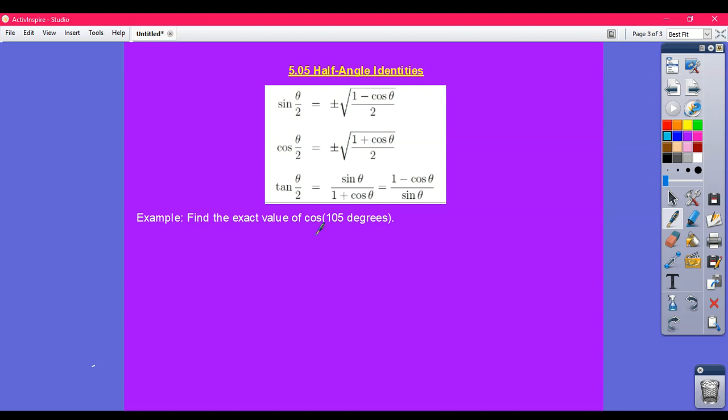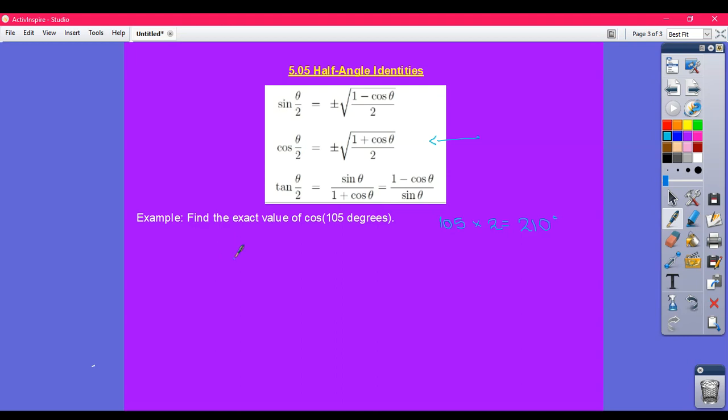Now a shortcut to this is, since it's using half angle identity, I take the given angle and I multiply it by 2. So always take the angle, multiply it by 2 when given half angle identities, and that will tell you the angle you're going to use in the formula for theta. The reason for that is because theta divided by 2 should give me 105 degrees. So I'm just going to work backwards. I'm going to multiply it by 2 to find out what divided by 2 will give me 105 degrees.